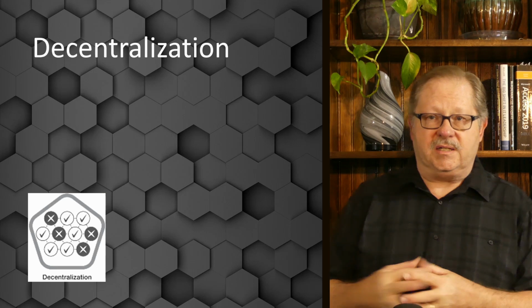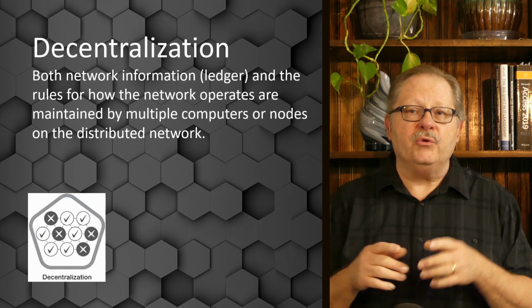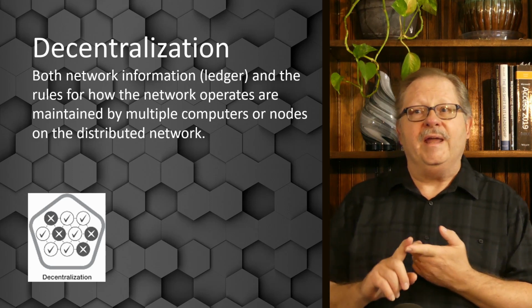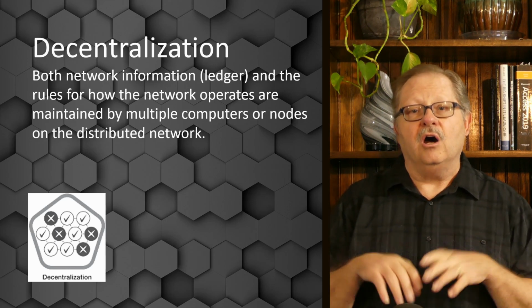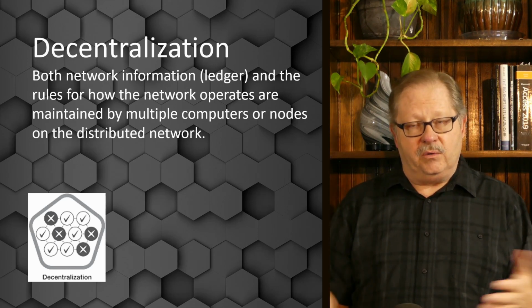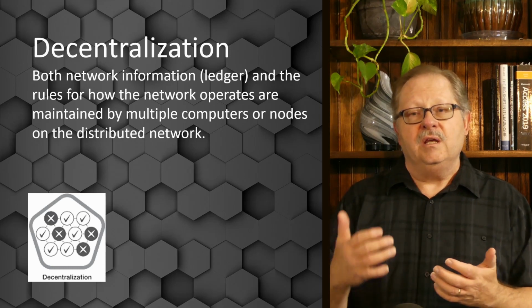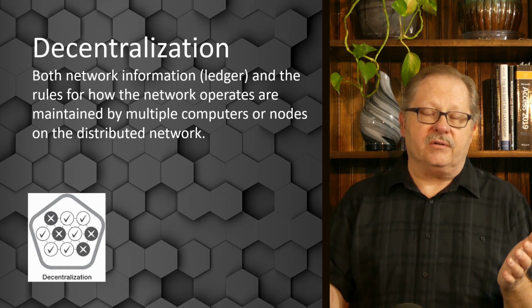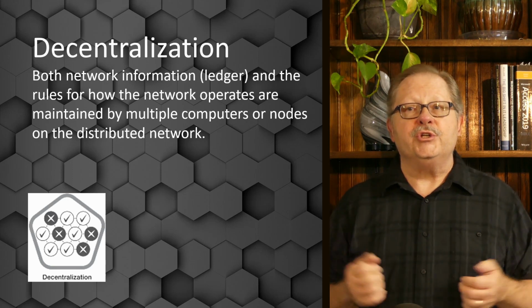Then the next is decentralization. Now, decentralization means that both the ledgers, like we talked about with distribution, but now the rules for the network and how it operates are all on a distributed network. Now, what that means is all the coding, all the reasons how the network works is distributed to several different nodes. Now, the more the nodes, the more secure the network is.